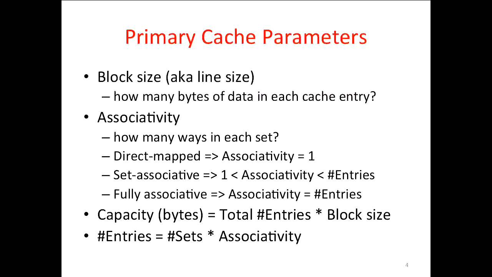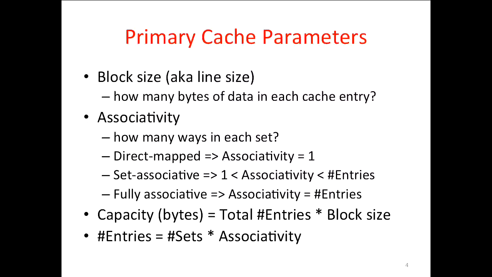First is the block size. So how many bytes of data are there on each line in the cache? Each entry in the cache, we call these blocks or lines. I'll tend to say line, the slides tend to say block, but both words are used. Each entry in the cache has some number of bytes of data, as well as a tag and the valid and dirty status bits. One thing you need to know is the block size, because that is the unit of transfer between the cache and the main memory. It also influences a lot of things like how big the remaining fields in the address are when you're indexing the cache.